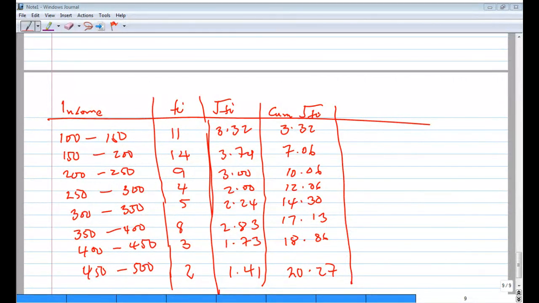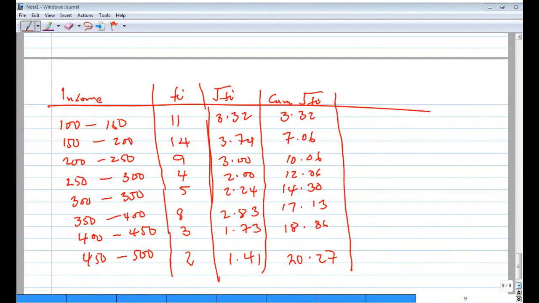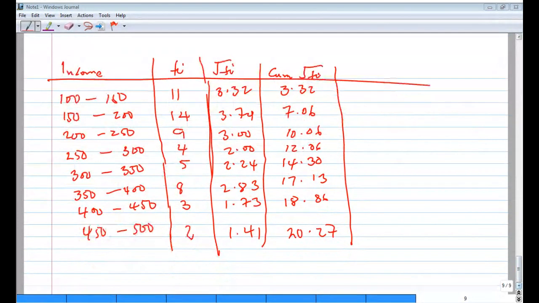Okay, now we have this table. Remember, our main idea is to allocate the firms in 3 strata. In other words, we're supposed to have 3 strata: stratum number 1, stratum number 2, and stratum number 3. How do we do that? So now the first thing to do, you have to write the number of strata, L. L is equal to 3. It's given there, isn't it?